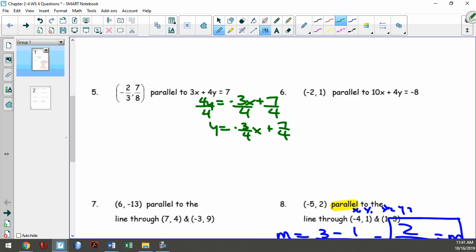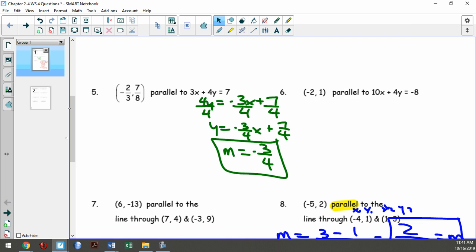What do I need out of that equation? The slope. And what is the slope? -3 over 4. Do we see that? Okay, so now that I know that that's what it is, what do I do now? I need to find my parallel slope because that's what it's asking me to find is parallel. So what is my parallel slope? -3 over 4. I'm not writing the right thing.